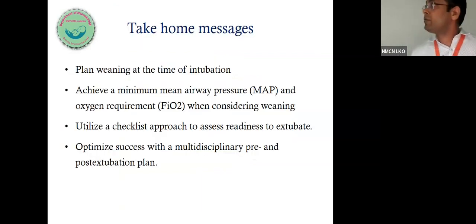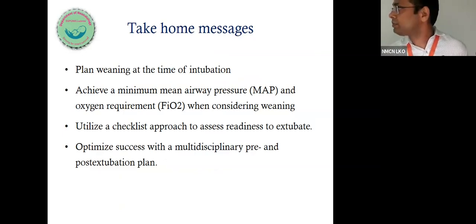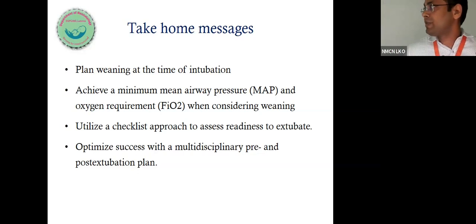So the take-home messages would be: you should plan your weaning immediately as soon as you intubate the child, and once the child achieves minimal mean airway pressures and FiO2 requirement, we should start weaning the child. We should have a checklist for extubating the child, and the success depends on the multidisciplinary pre and post extubation plans. And the most important thing is nutrition, which forms the backbone of ICU care.